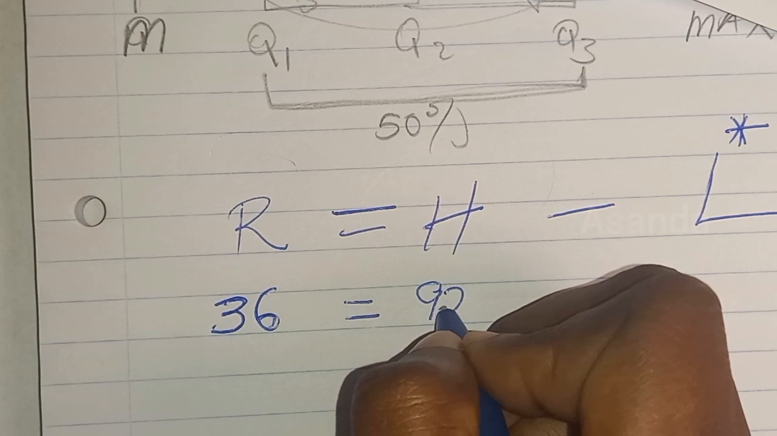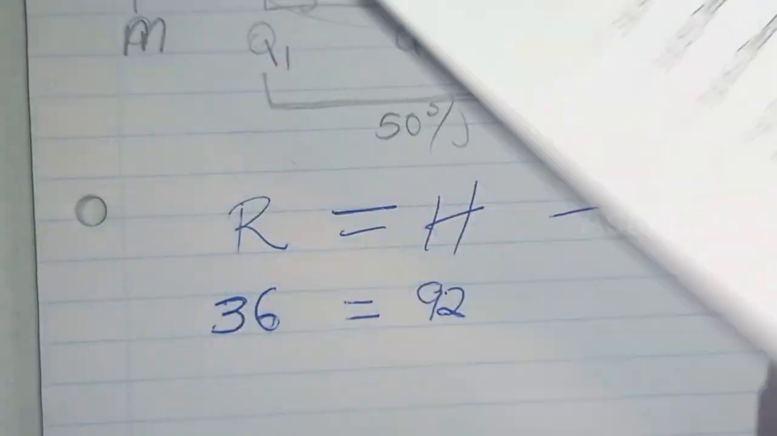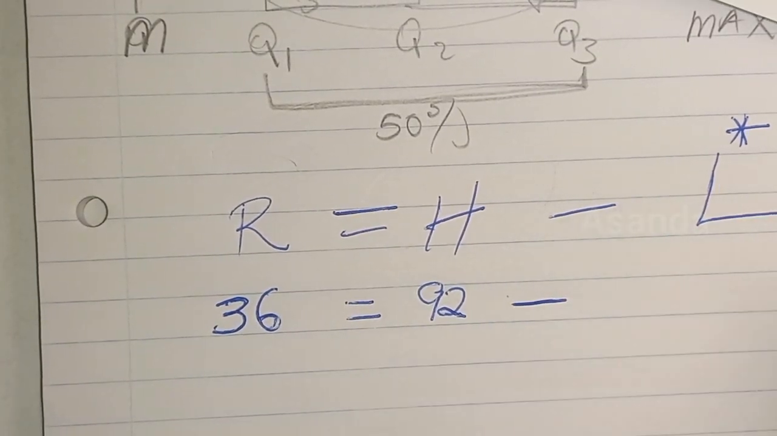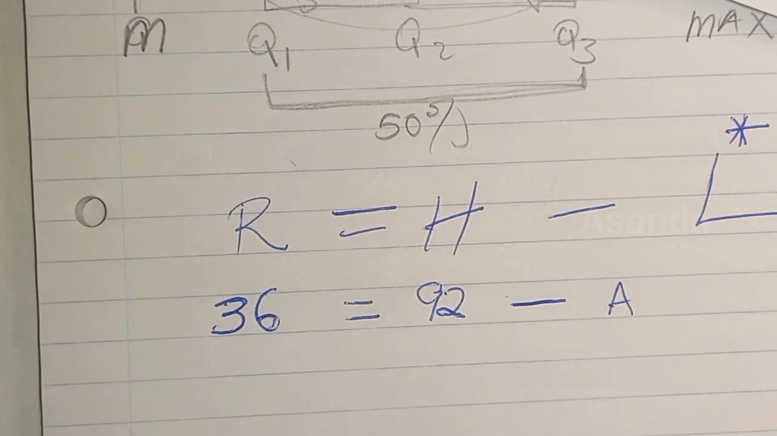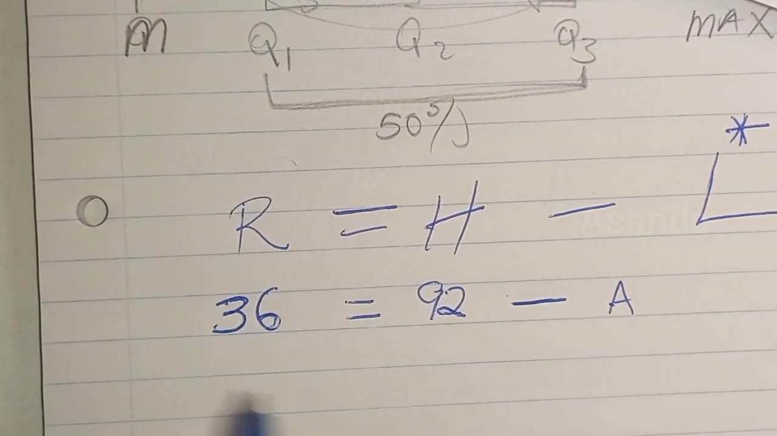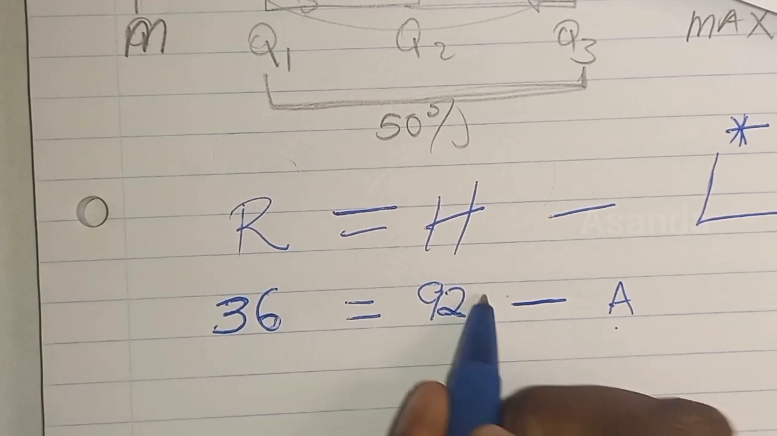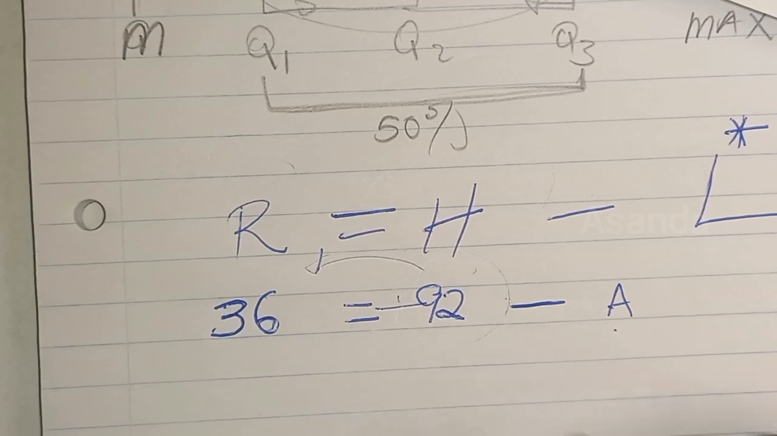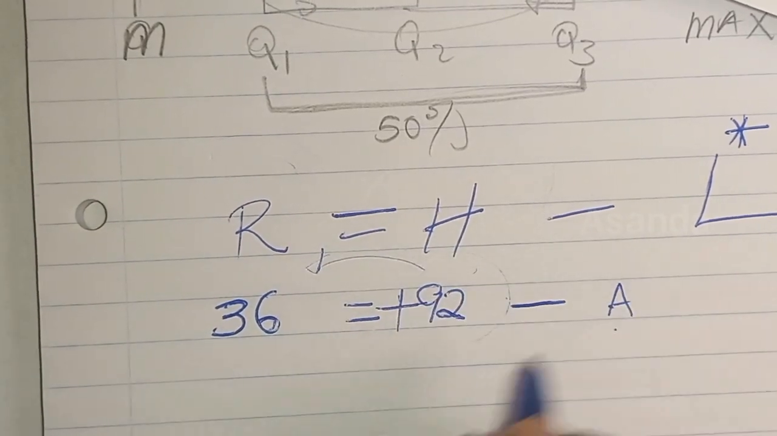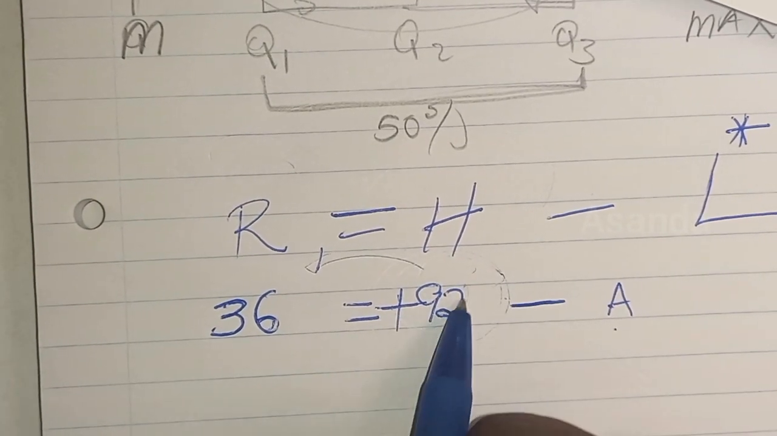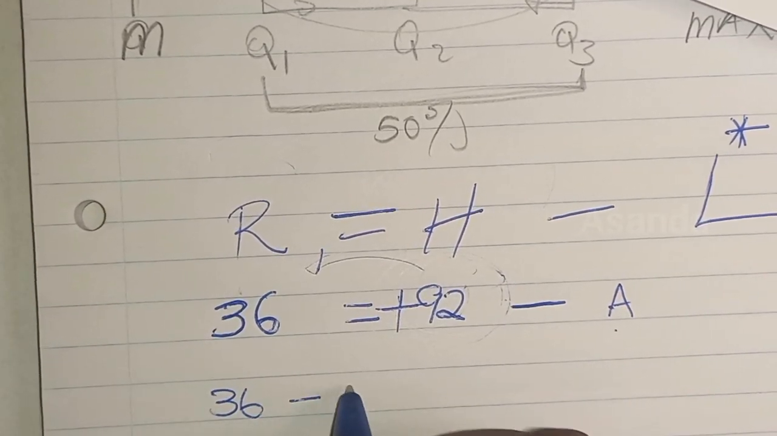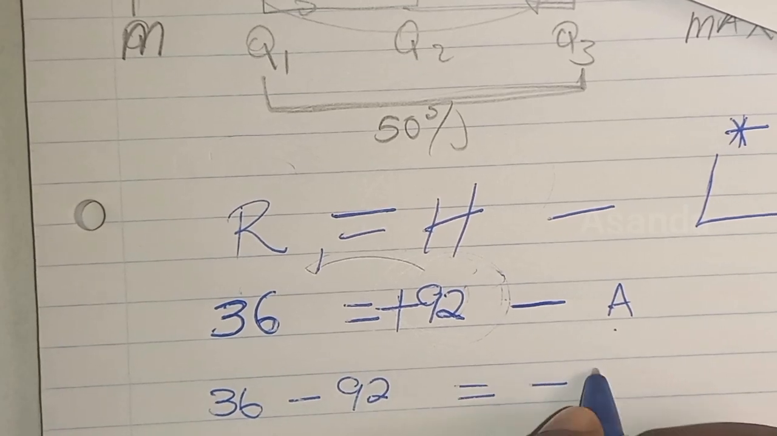Again, remembering we're assuming it's 92, but they haven't specified because with B there, that's unknown, and we're not sure if B is not the highest, but we're just going to go ahead. And then for L, I can still write lowest data, or I can write A. It's the same thing. It's going to be unknown anyway. So now what I'm going to do is take 92 to the other side. It's sitting here. It's positive, right? So our 92 is positive. So I'm going to move it to the other side. So 36 minus 92 is equal to minus A.